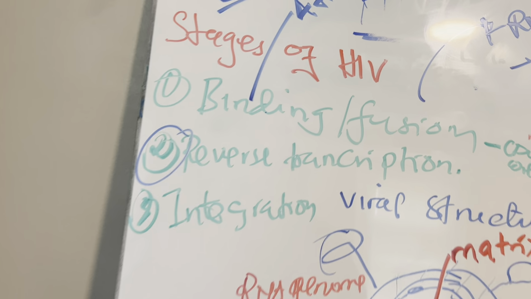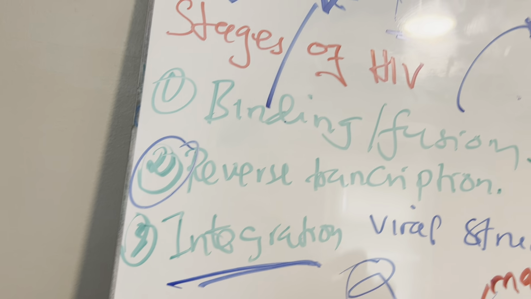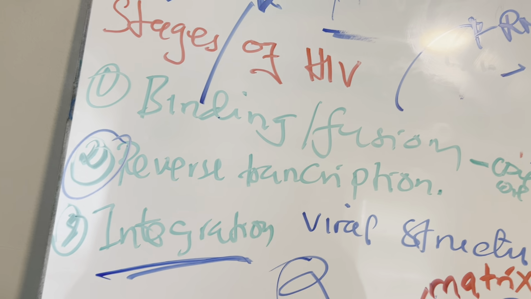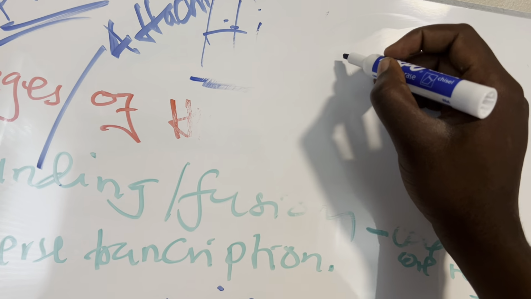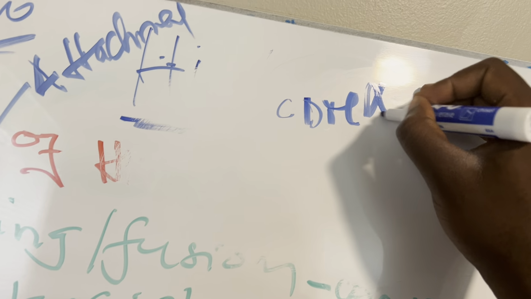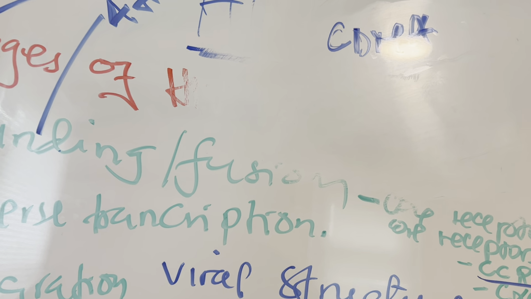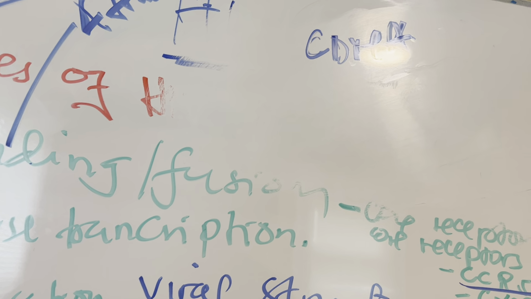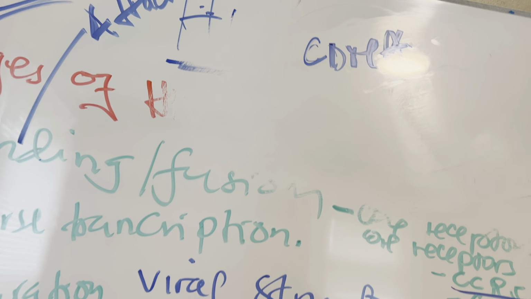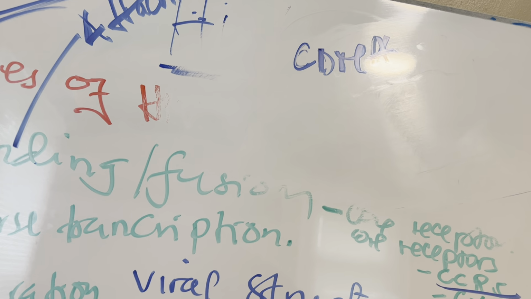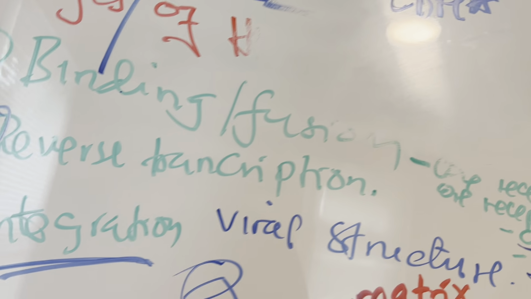The next stage is what we call integration. The complementary DNA is transported into the cell nucleus, where it integrates into the host cell's genome with the help of the enzyme integrase. This allows the viral DNA to become a permanent part of the host genetic material. This is very, very important. That's why HIV is a very deadly disease.